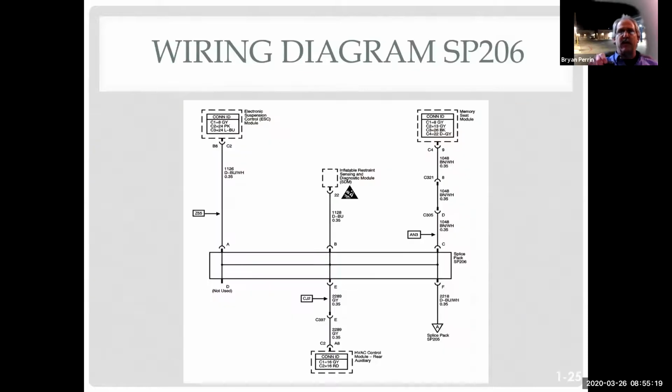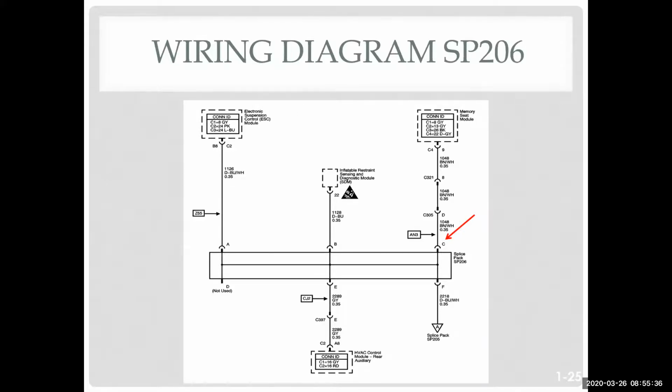When we looked at it on the schematic, we saw the pin that had the 11 volts went to the driver's seat, to the memory seat module for the driver's seat. And we can see by the schematic, we have some connectors between the splice pack and the seat module. So this gives us a couple more test points to isolate this system.